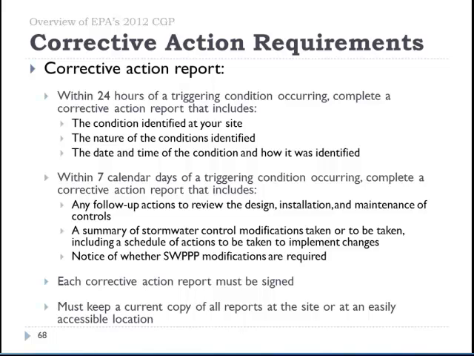Within 7 days of the triggering condition occurring, you must complete a report that documents any follow-up actions to review the design, installation, and maintenance of controls, and a summary of stormwater control modifications taken or to be taken, including the schedule for implementing the changes. You must also note whether any SWPPP modifications are required. The corrective action reports must be signed according to the signatory requirements, and you must keep a copy of this report at your site or at an easily accessible location.